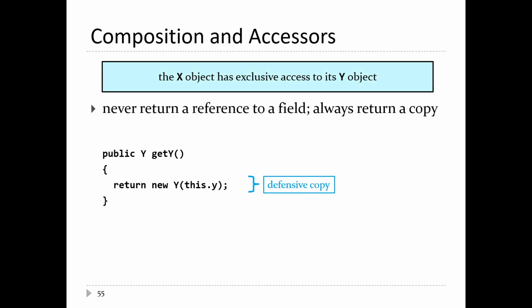Suppose you have an accessor method, and that accessor method wants to return a reference to one of your internal objects. So suppose we have getY, which wants to return a reference to our internal Y object. You must not return a reference to the Y object. You must return a copy of your Y object. So in other words, make a defensive copy of your Y object and return a reference to that copy.